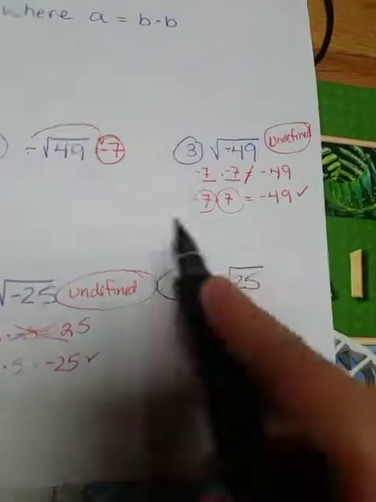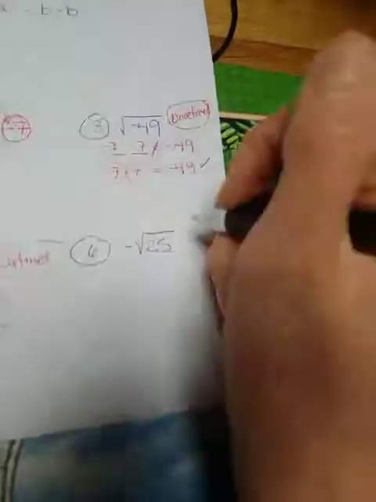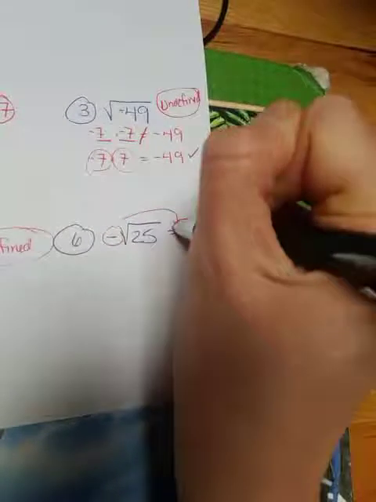And then number 6, this is like number 2. Hide the negative in front. What's the square root of 25? It's 5. And then this negative just comes in front. Take the opposite. This means take the opposite of root 25.